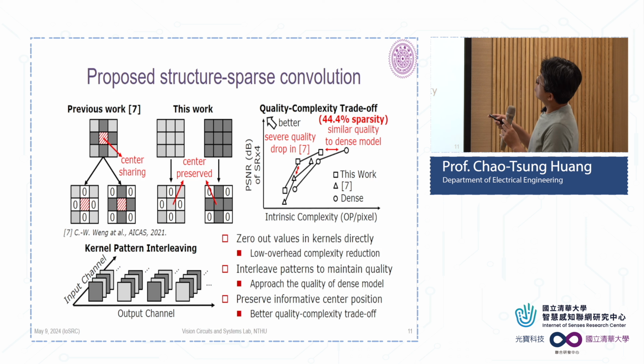Okay, so in this diagram, we can see that we can use only 44.4% of sparsity to have similar quality with the dense network. So we reduce about 2/3 complexity with the same image quality.